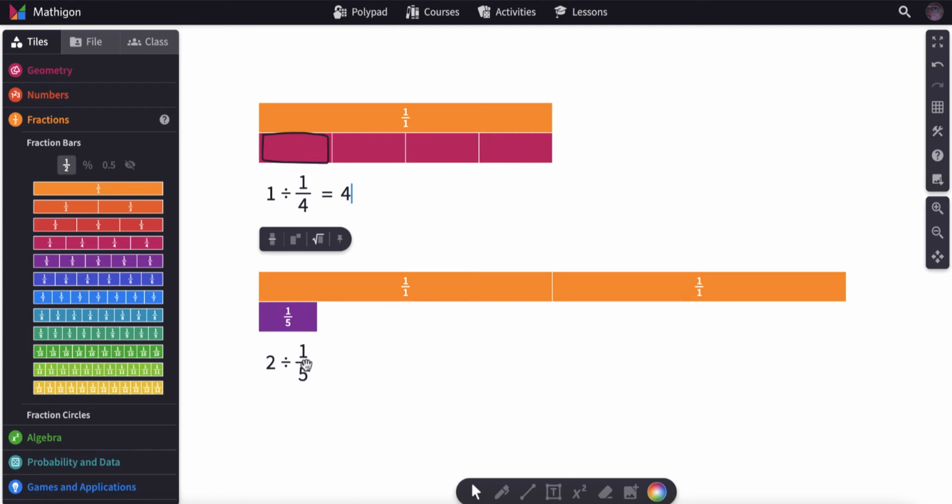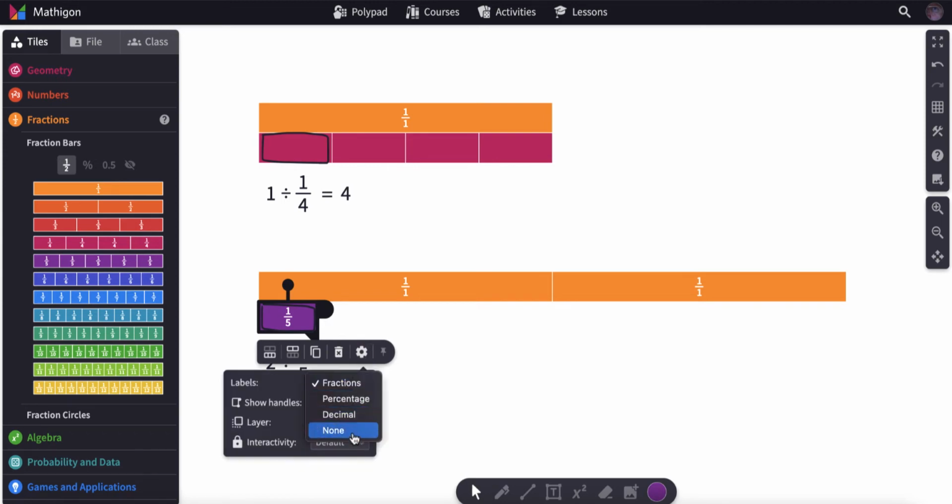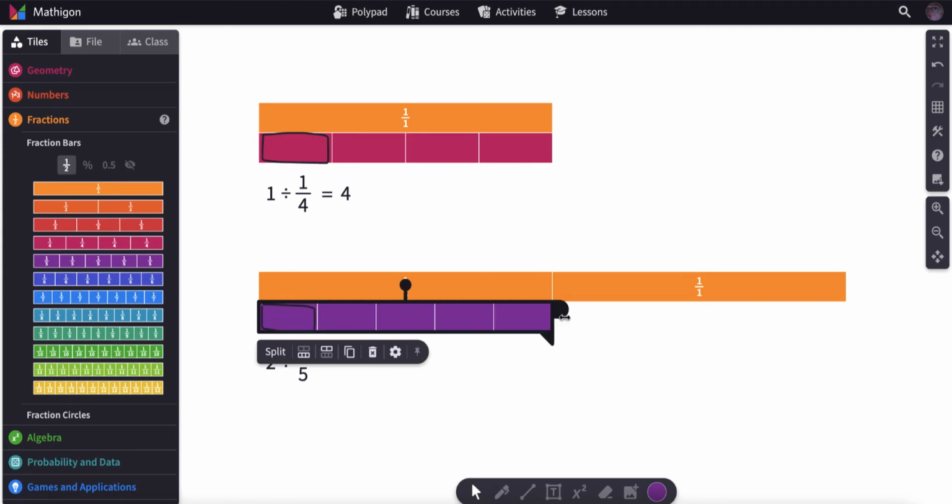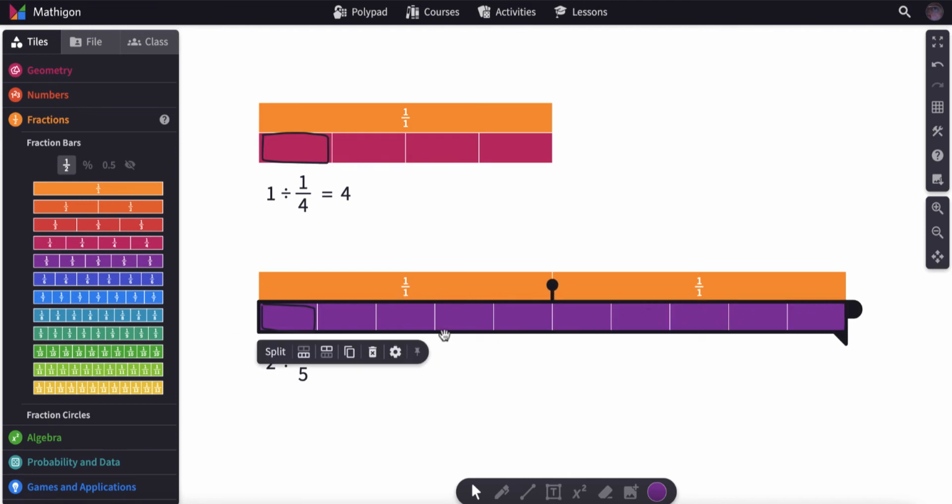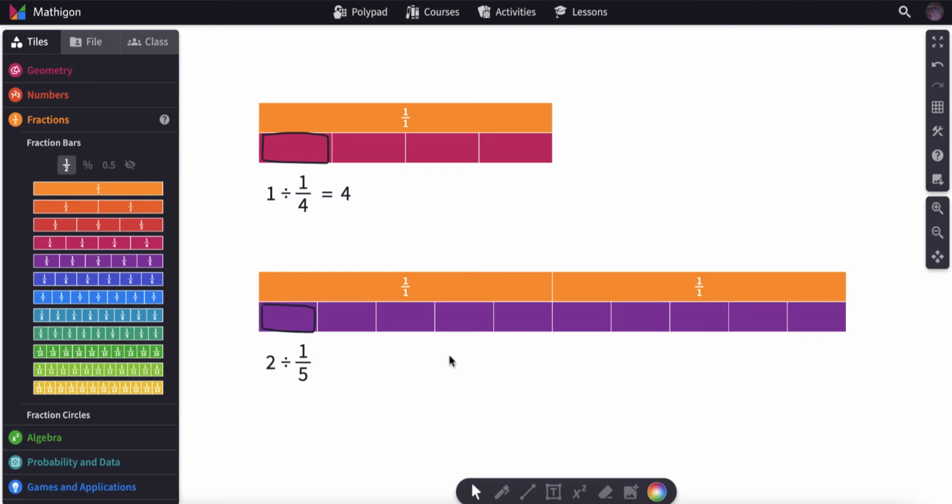So we do the same thing here. We're asking ourselves how many pieces of the size 1/5 fit into a piece the size of 2. So we want to see how many pieces this size will fit into here, and we can slide that along and see that 10 pieces fit in. And so we have an answer of 10. And again, we're only focusing on the answer just now.